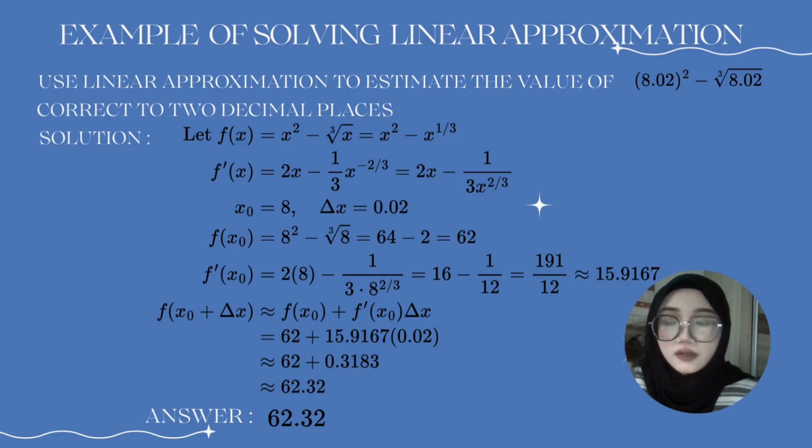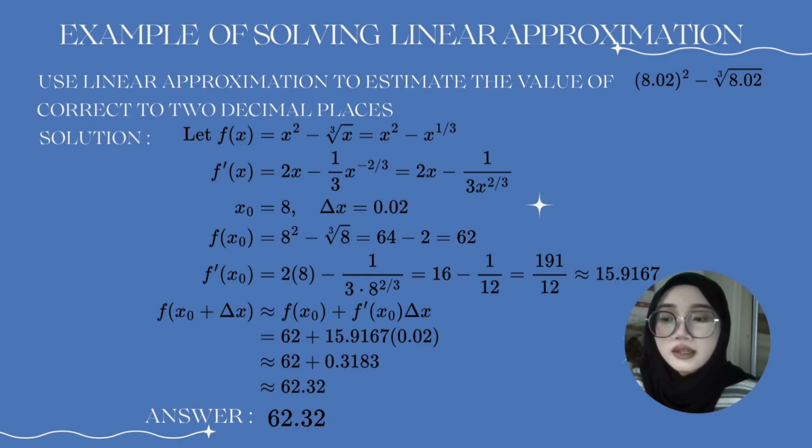Now we evaluate the function at 8. We calculate 8 to the power of 2, which is 64, and the cube root of 8 is 2. So f of 8 equals 64 minus 2, which is 62. Next, we evaluate the derivative at 8. We calculate f prime of 8 equals 2 times 8 minus 1 divided by 3 times 8 to the power of 2/3. 8 to the power of 2/3 is 4. So the denominator becomes 3 times 4, which is 12. Therefore, f prime of 8 equals 16 minus 1/12, which is approximately 15.9167.